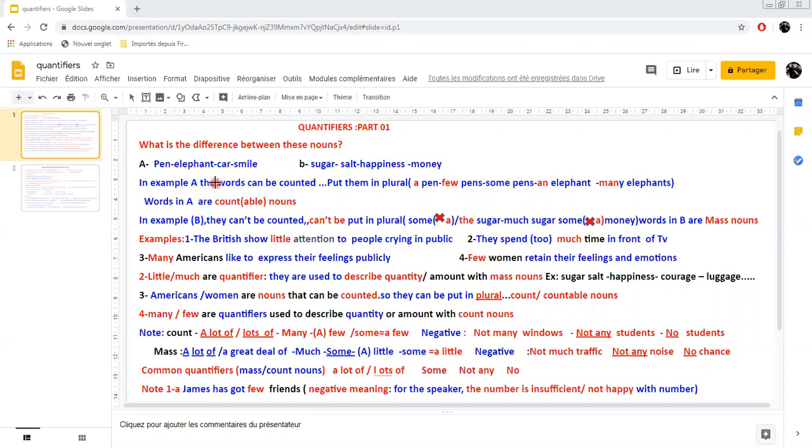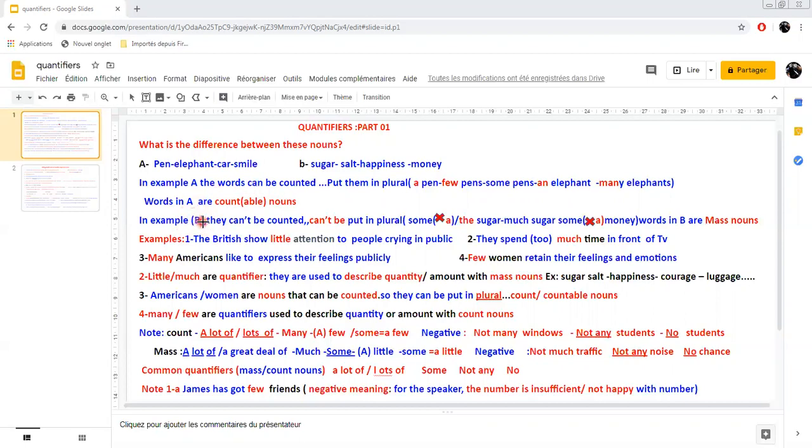So in example A, the words can be counted. So since they can be counted, therefore, we can put them in the plural, of course. So we say pen, pens, elephant, elephants, car, cars. So they are called count nouns or countable nouns because we can count them.